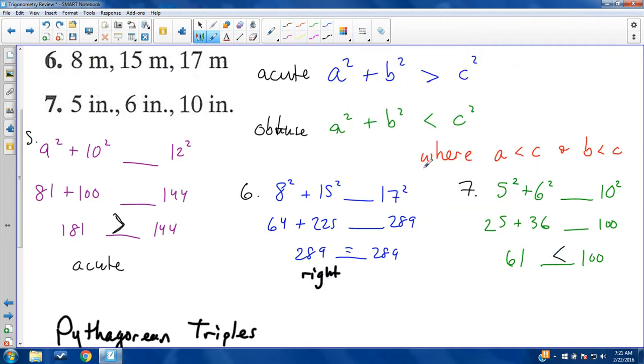So a squared plus b squared is less than c squared. That does make that an obtuse triangle. All right, let's go.